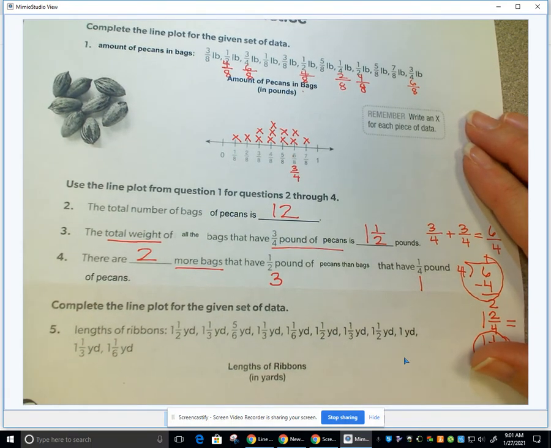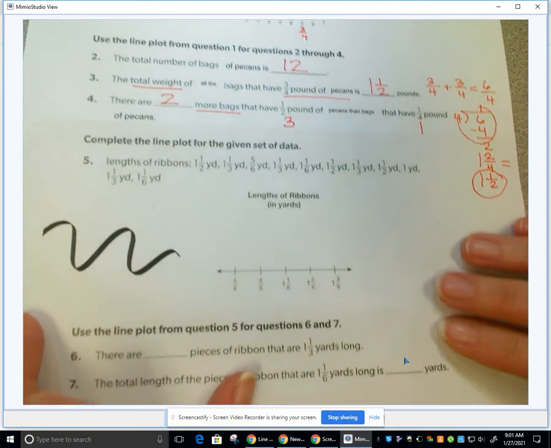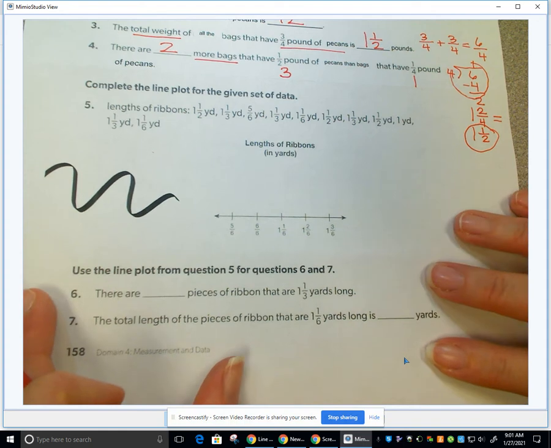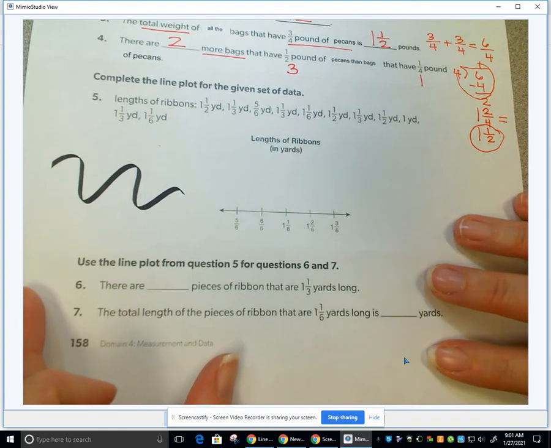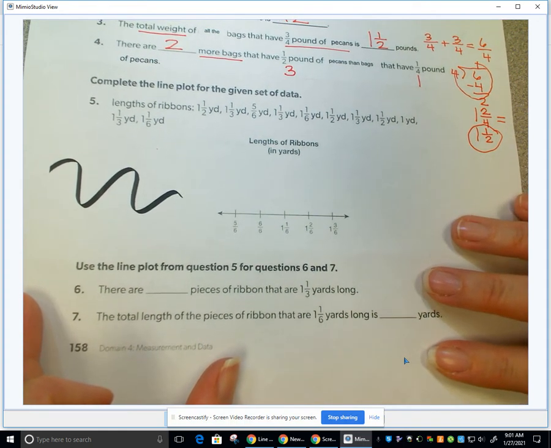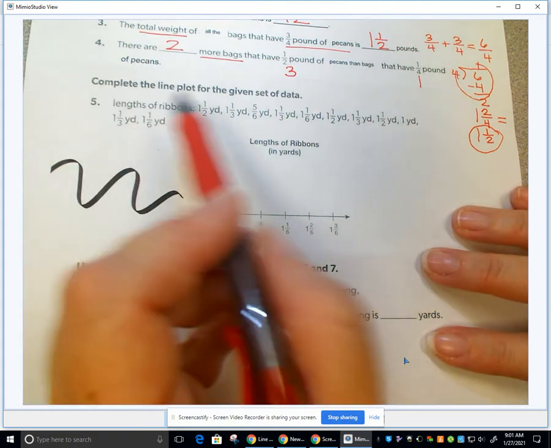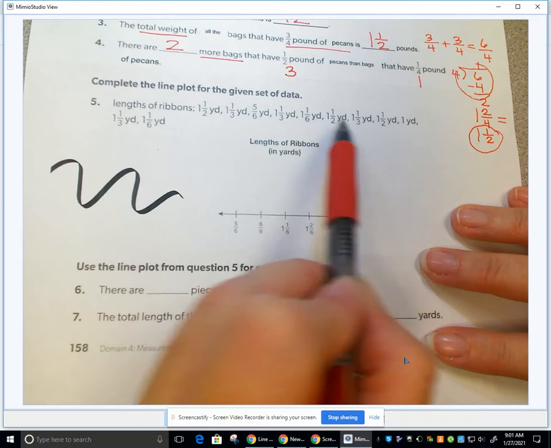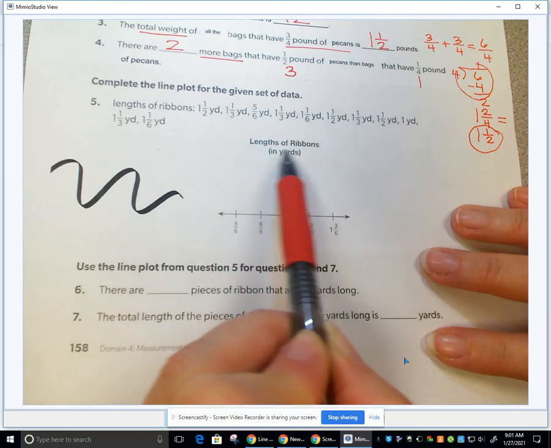All right, now we're through looking at the pecans. Now we're going to come down here and look at ribbons. If you have any questions now, don't forget you can reach out to me and I'll try to help you as best I can. Now look at the length of ribbons. Notice the denominators. They were all measured in yards.